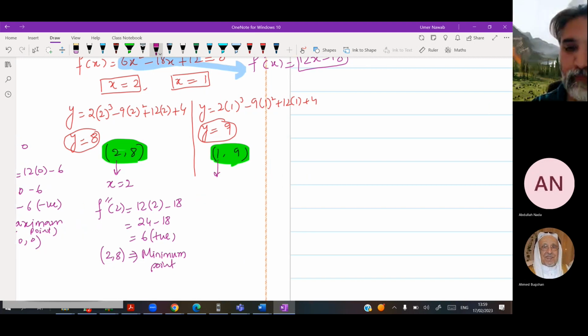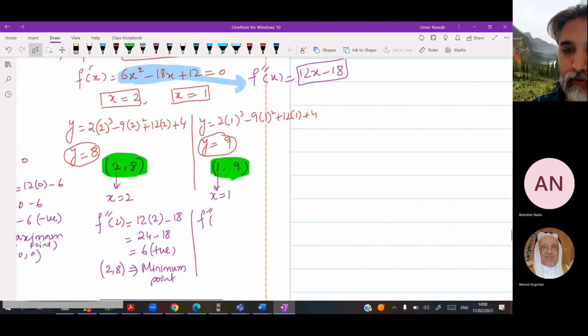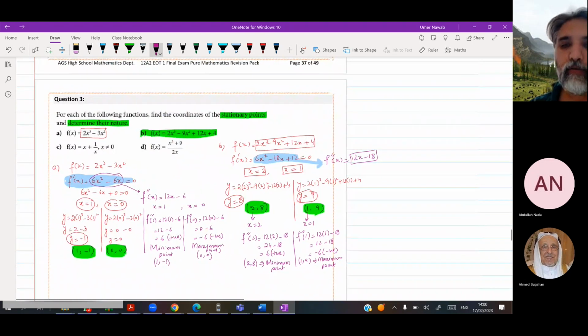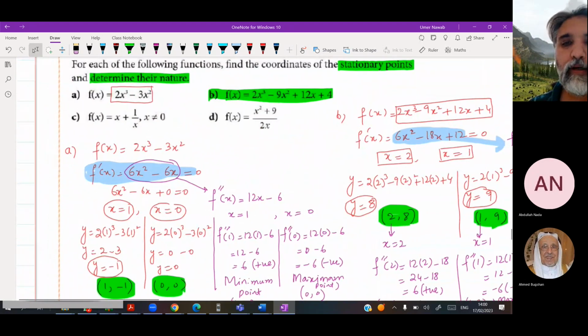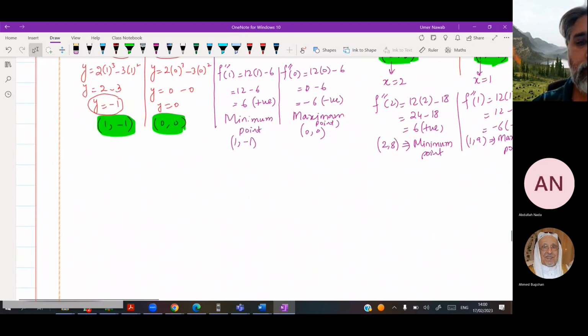Now I substitute 1 into the second derivative. F double dash, in the place of x, I will substitute 1. So 12 minus 18 is minus 6, which is negative. It means 1, 9 is my maximum point. So guys, as you see, I have done the A part and B part. Now let's move on to the C part, x plus 1 over x.